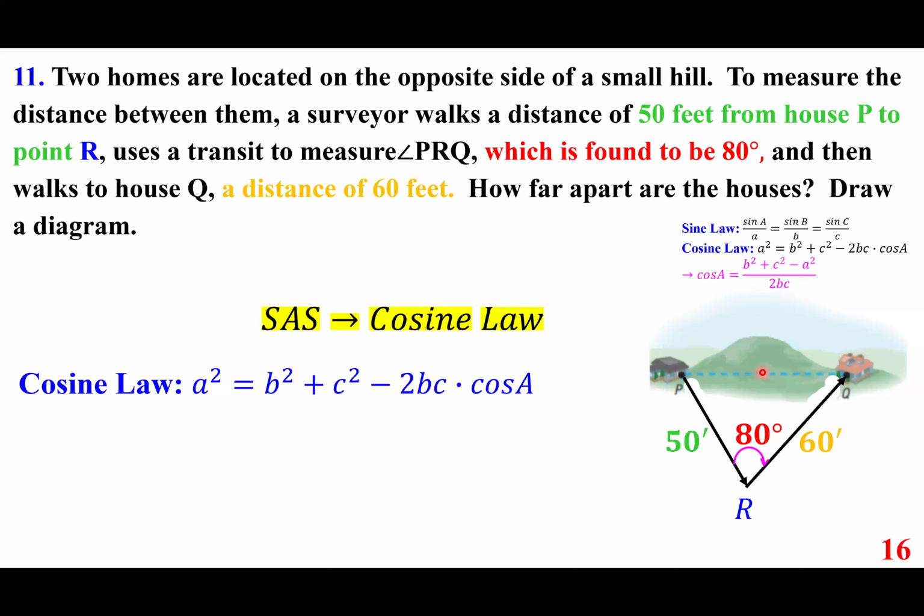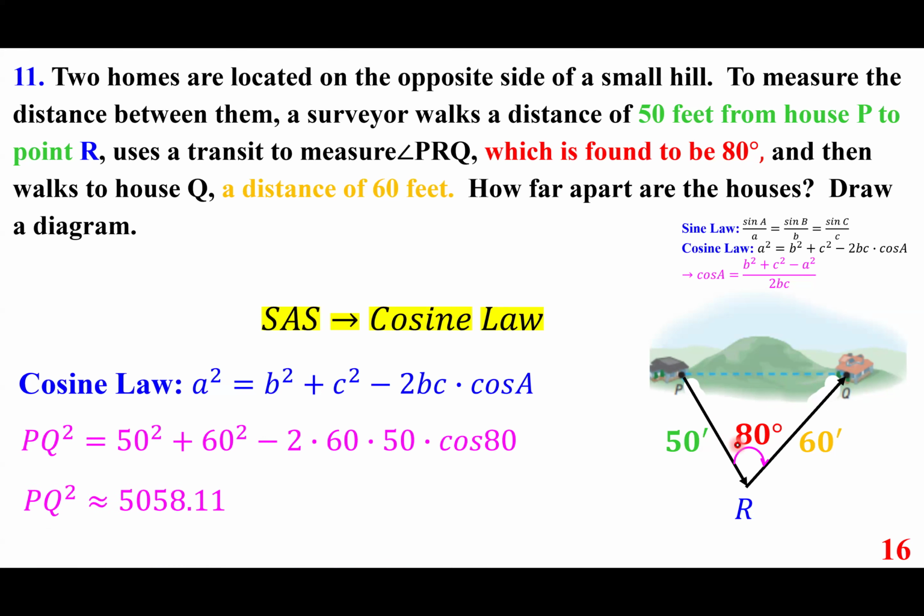That means PQ squared equals 50 squared plus 60 squared minus 2 times the product of these two numbers, 50 and 60, cosine of 80. That's the meaning of it. Put it into a calculator, you get PQ squared and then PQ. So PQ squared is 5058.11 and PQ is 71.12 feet, roughly.